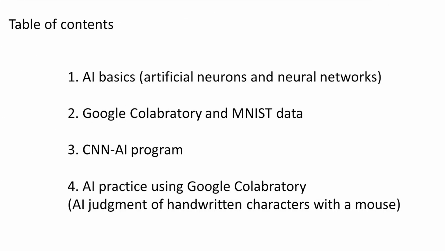Here is the table of contents. In the first item, I would like to understand how artificial neurons and neural networks work, and to understand the rough image of AI. In the second item, we will check what it is like for Google Colaboratory and the MNIST data for training. In the next 3 items, we will create a convolutional neural network program and understand the model and mechanism. The fourth item is to run the program using Google Colaboratory and let AI learn the data. In addition, using the created AI, we will check the performance by judging handwritten characters with a mouse. All the programs used this time are published on the Hobby IT site, so please refer to them if necessary.